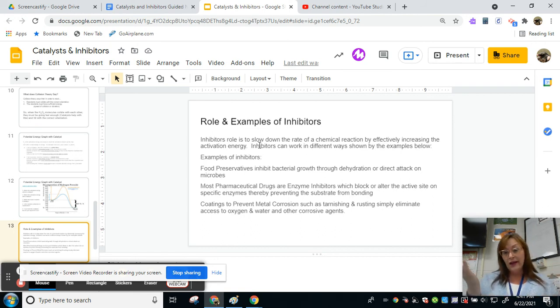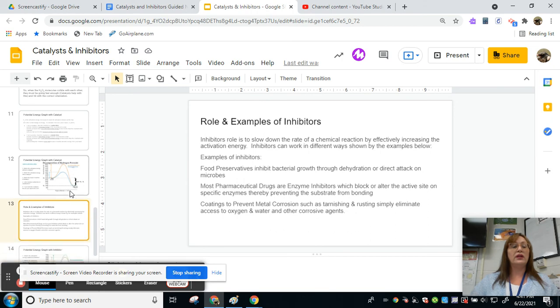Okay, coatings. We don't ever think about, hey, it's coated. Well, if we didn't have coatings on metals, they would almost all tarnish and rust over time. And they do this by eliminating the access to oxygen and water. So coatings or surface agents that we put on things are a very important inhibitor.